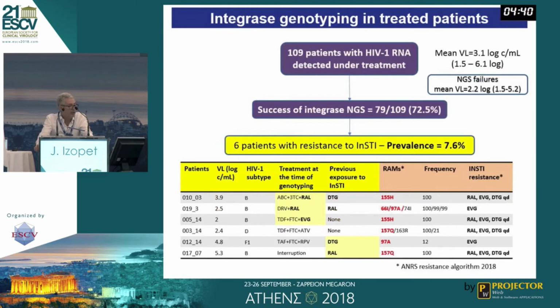Regarding integrase genotyping in treated patients, the viral load was lower, 3 log copies per ml. There was an NGS failure, and for this patient the mean viral load was 2.2 log copies per ml. The success of integrase genotyping with NGS was 72.5%. 6 patients with resistance to integrase inhibitors were detected, giving a prevalence of resistance of 7.6%. And the characteristics of the patients are shown on the table.